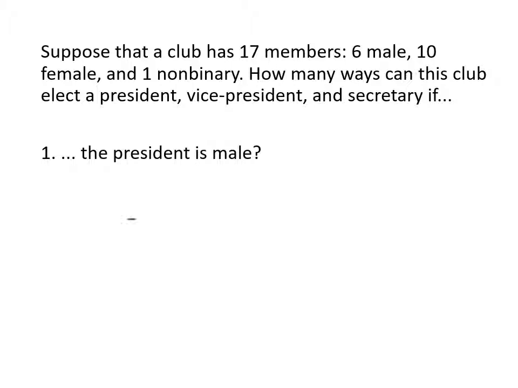So in this case, we've got 3 choices to make. We've got to figure out who's the president, who's the vice president, and who's the secretary. If we know how many choices we have for the president, the vice president, and the secretary, we can take those numbers and multiply them together, and that will give us the total of what we're looking for. Now, the only restriction is that the president has to be male.